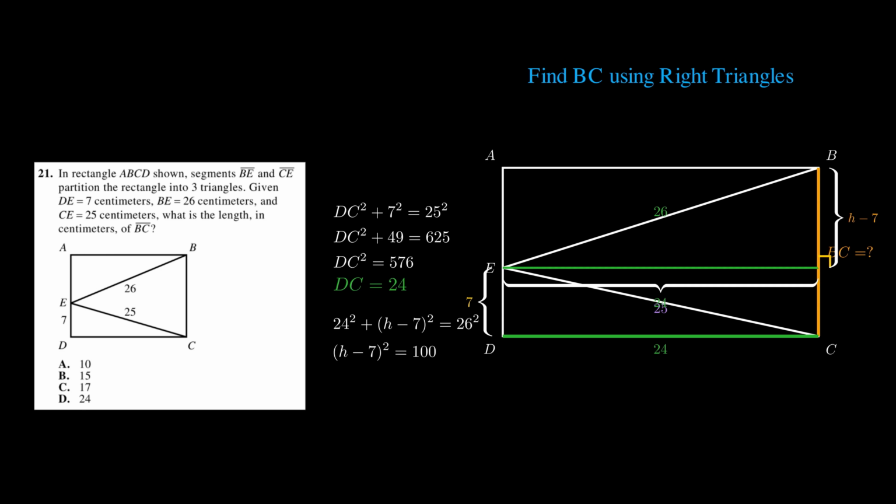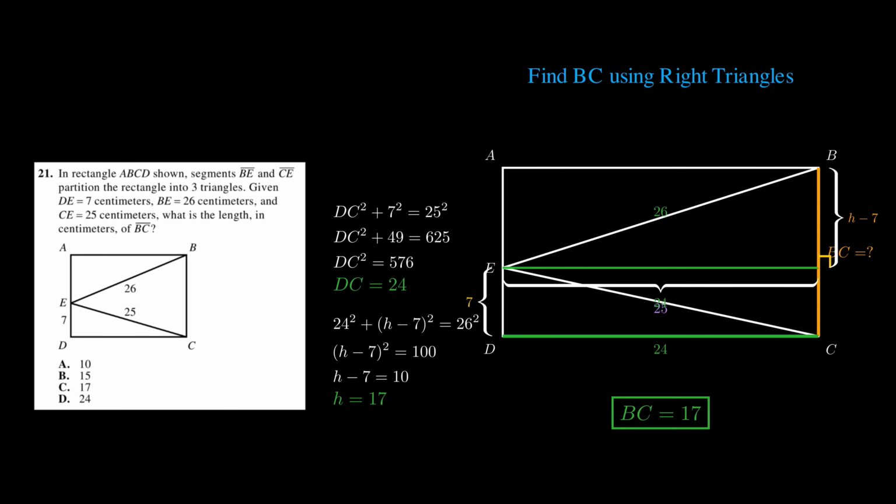Now h minus 7 squared equals 100. Taking square roots gives h minus 7 equals 10. Add 7 to both sides. H equals 17. And h represents the full height of the rectangle, which is segment BC. So the final answer is BC equals 17. And that corresponds to answer choice C.